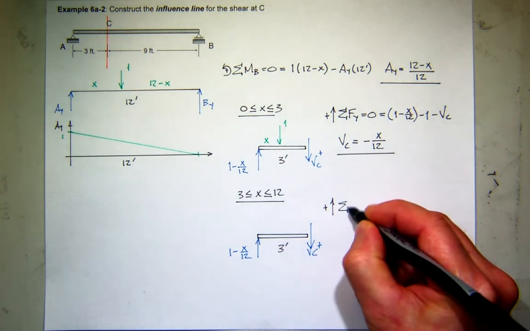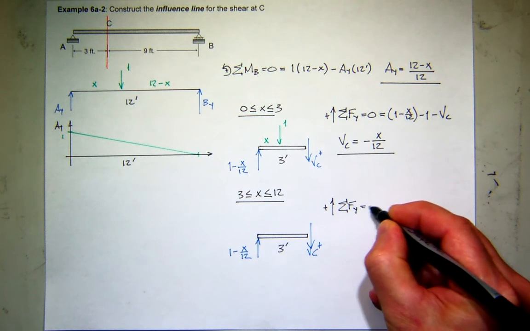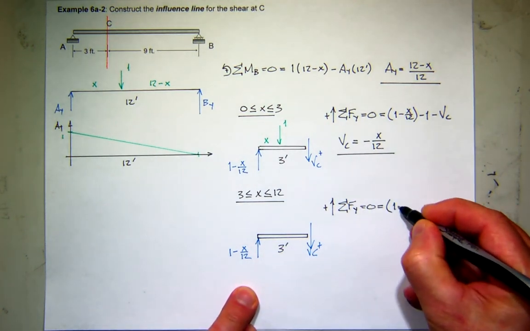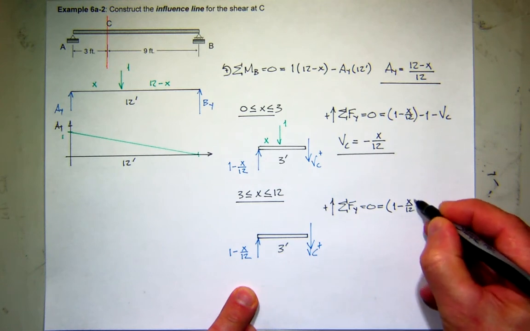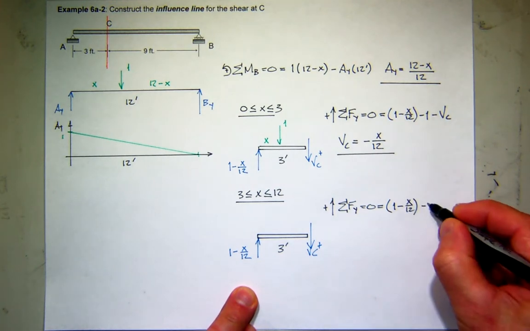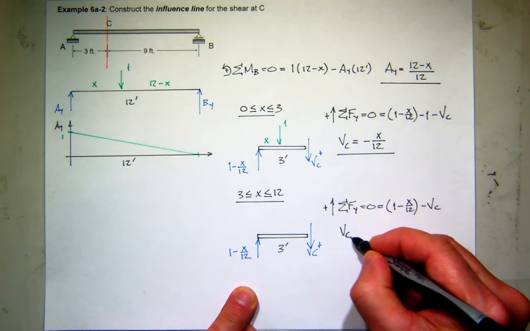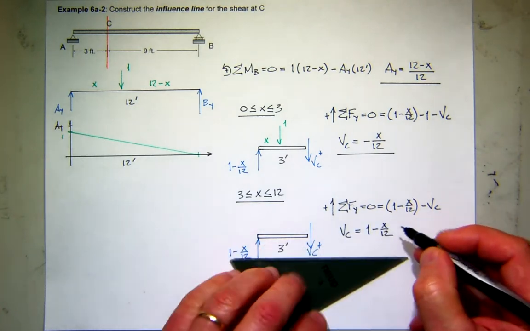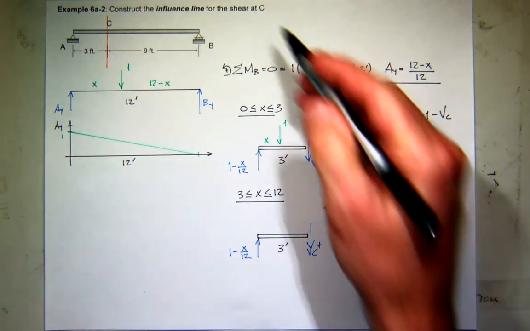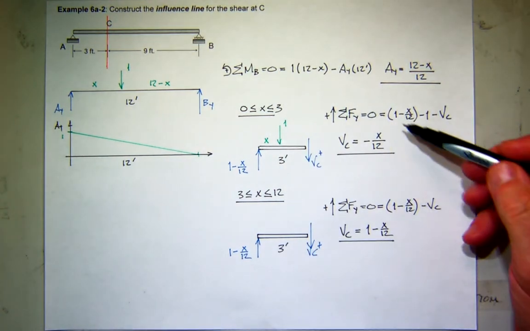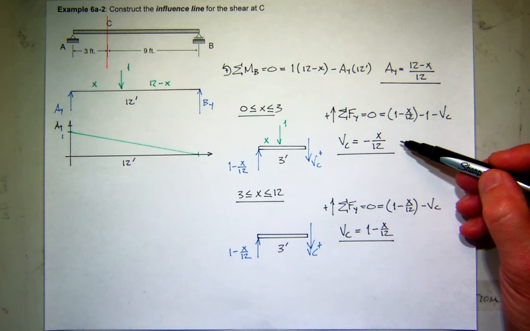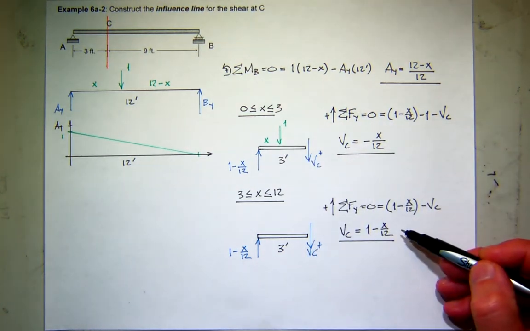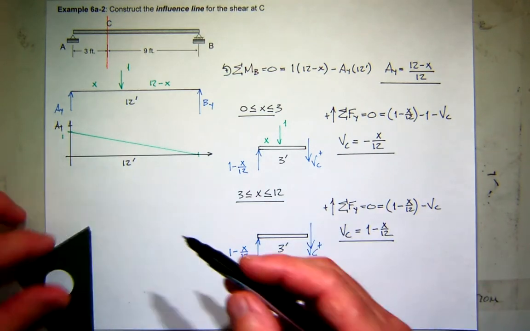So when I sum forces in the y direction, make sure I have equilibrium. What do I have? I've got my reaction, which is 1 minus x over 12. And what else? Minus the shear at C. So my shear at C is equal to 1 minus x over 12. So to complete the problem, all I have to do is plot these two equations. This equation is valid for what range of x? 0 to 3. And this one is valid for what range of x? 3 to 12. So let's do that.